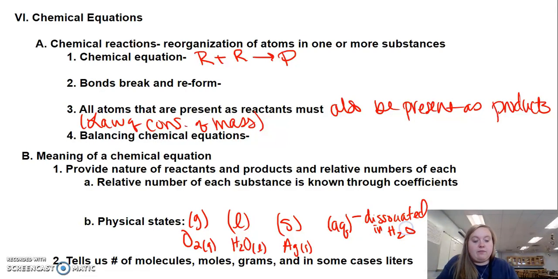And just a reminder of that vocabulary, if something's dissociated, that means it's an ionic compound that has been broken apart in water, so the ions have been separated. And so if you were using some sort of salt solution, you would see the salt with a little aq next to it. And the chemical equation also will allow us to figure out the number of molecules or moles or grams, in some cases liters, that you're looking at in a chemical reaction.